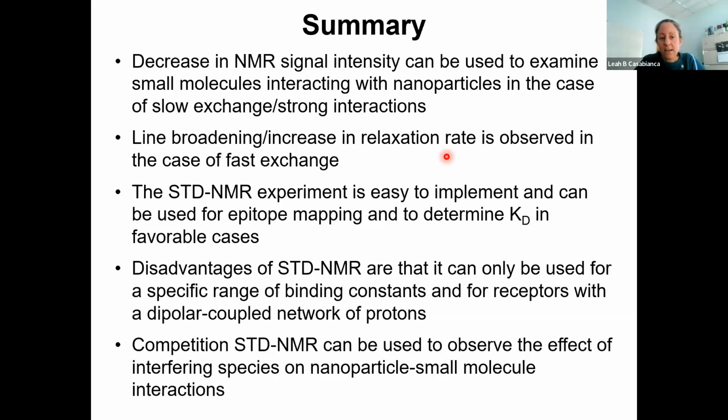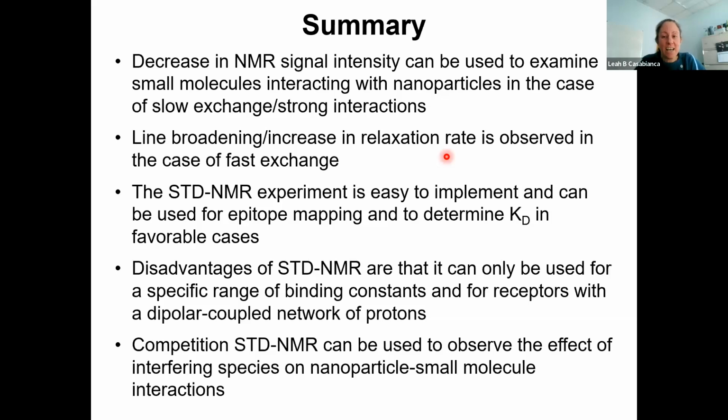Some disadvantages of the STD NMR technique are that it can only be used for a specific range of binding constants. So if the binding is too strong, you don't get any ligand dissociation from the receptor, and you don't see an STD effect. If the binding is too weak, you also don't see an STD effect.